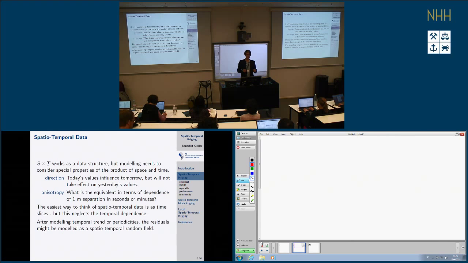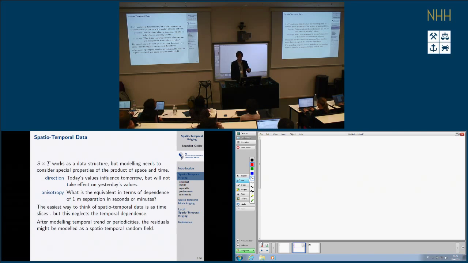So the spatial distance unit and the temporal distance unit have the same influence on the change of strength of correlation in this setting. So there we look for an anisotropy scaling for space to time.